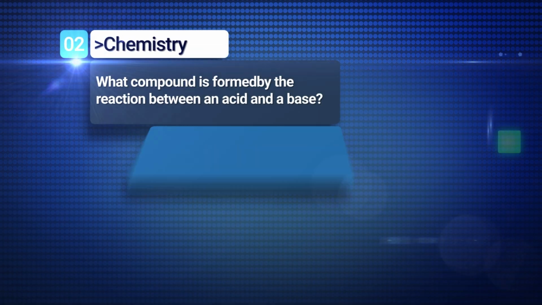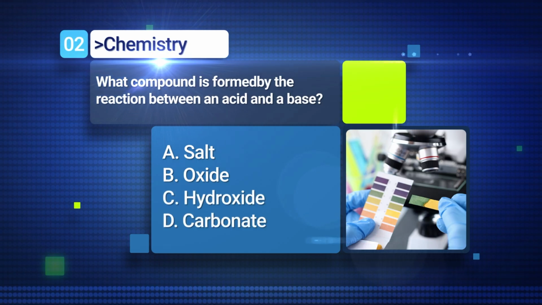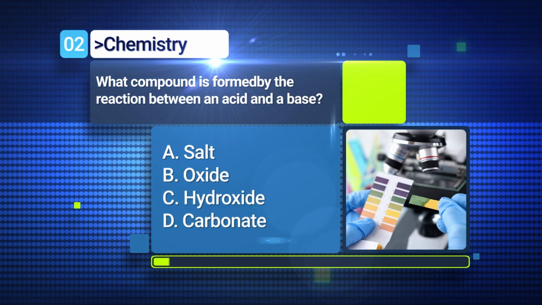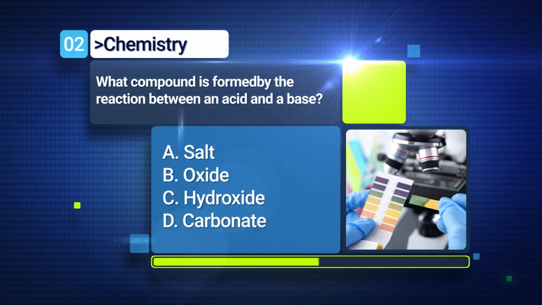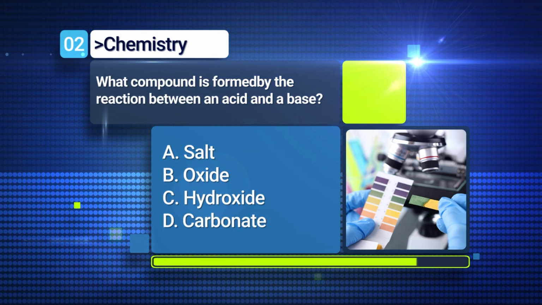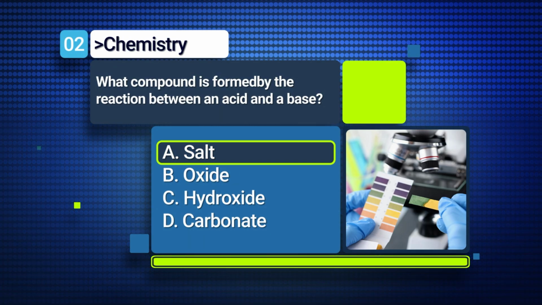Question 2. Which compound is formed by the reaction between an acid and a base? A, salt; B, oxide; C, hydroxide; or D, carbonate? The answer is A, salt.